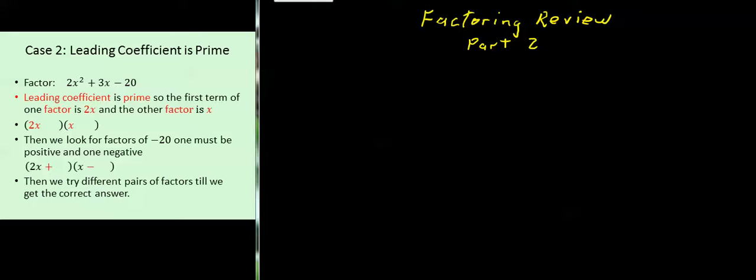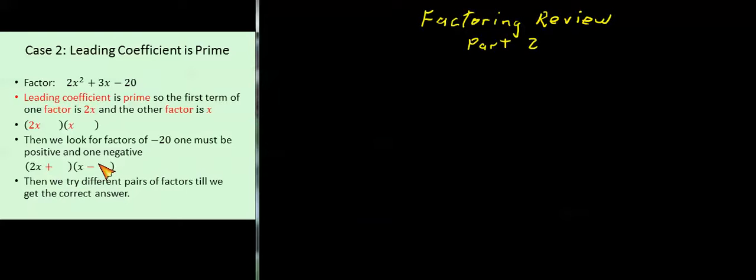Hello, this is hopefully shorter than yesterday, a video presentation on factoring where the leading coefficient is prime. When the leading coefficient is prime, we know that one of the first terms of our factors must match that number. So my leading coefficient is 2, I have a 2x here, and an x here. Negative 20, one has to be positive, one has to be negative.